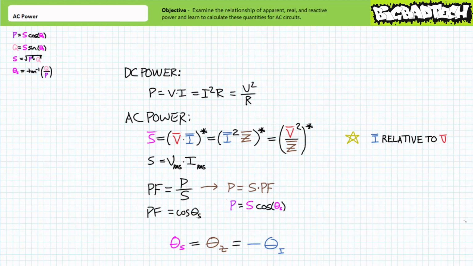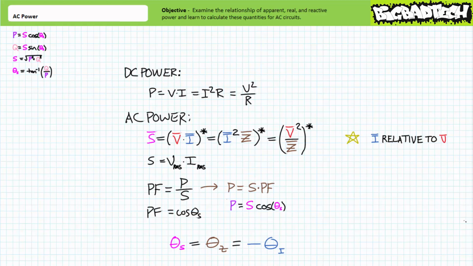I.e., if you're dealing with an occasion in which current lags voltage, you're most likely dealing with an inductor, and your reactive power should be positive. Conversely, if you're dealing with an occasion in which current leads voltage, you're most likely dealing with a capacitive element, and your calculated reactive power should be negative.